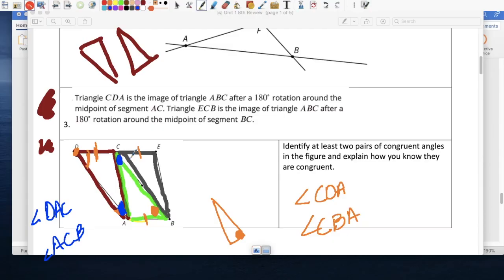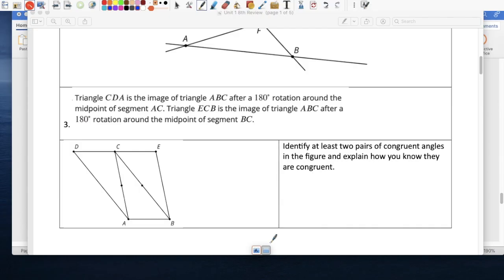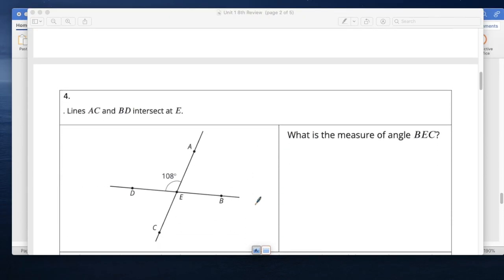Okay, so that's what they were asking for you to recognize. And they could have also said, hey, can you tell me two lines that are congruent? Well, this line right here, AB, this line right here, CE, and this line right here, DC, they're all congruent, right? Or you could have talked about these sides as well. Okay. Let's see if the next question does that.